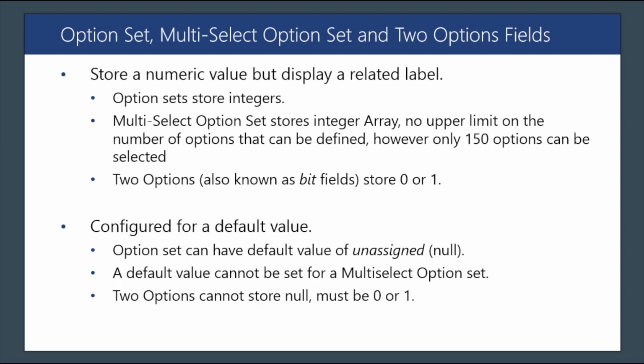And then the two options, of course, is stored as a bit field, and typically it's represented as yes or no. You can also configure a default value, so when it pops up on the form, it can have a value of not assigned, or it can have an optional default value. You cannot create a default value for a multi-select because, of course, that's kind of contrary to the purpose of it being a multi-select option set. And then, of course, you have to select the value for the two options select. It cannot be a null. It has to be either 0 or 1.